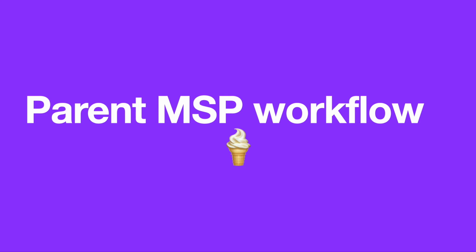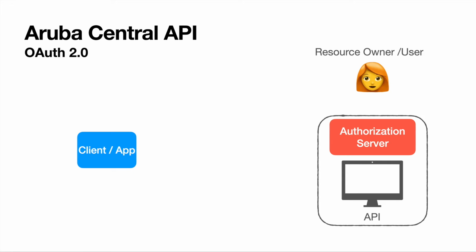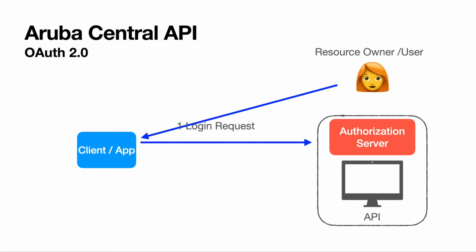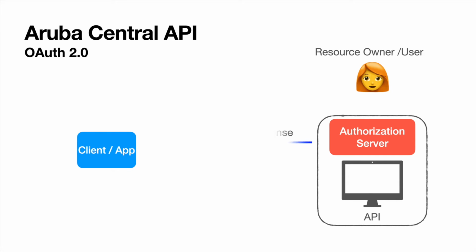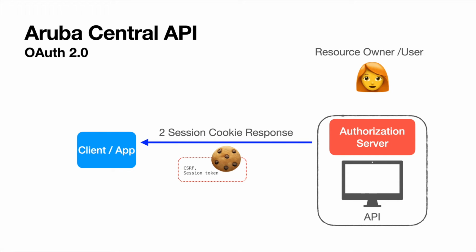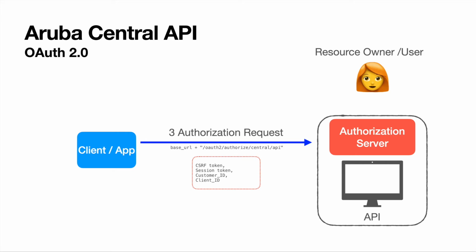Here's where we go into the details. First of all, let's have a look at that parent MSP workflow, which is a vanilla workflow. So we'll go through this quickly. This is essentially just a recap then. So it's the OAuth 2 framework that we've already seen in video 1. The user does the login request, authenticates the application. We do the login call to the authorization server. We have a session cookie response, which has got that vital CSRF and session token. We record that, do an authorization request.